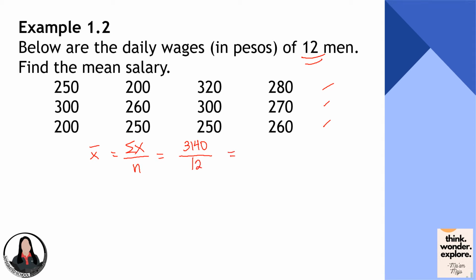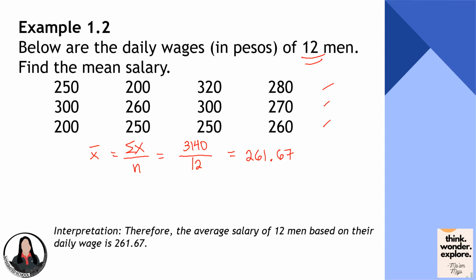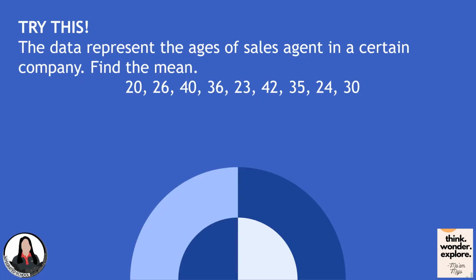So simply, this is equivalent to 261.666. So let us round it off to the nearest hundredth. So this will become 261.67. Okay. So therefore, the average salary of 12 men based on their daily wage is 261.67. Now, I want you to try this problem flashed on your screen.